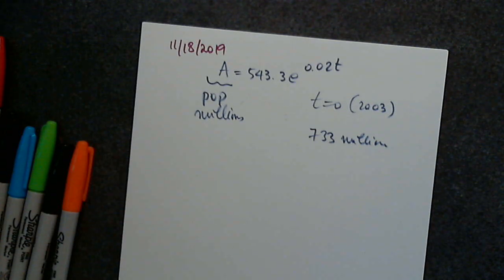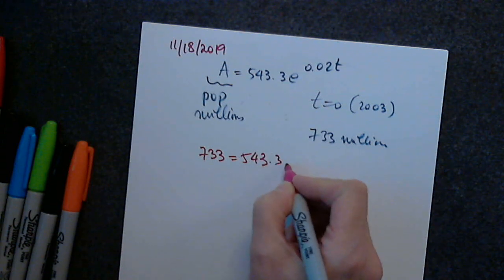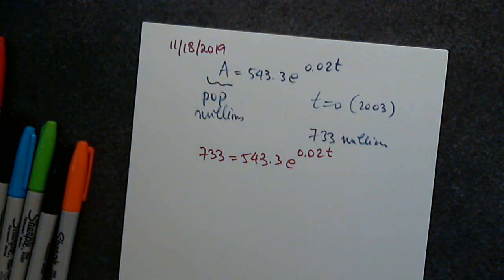So how do I proceed? Yes, indeed. That's what we need to do. So we have to solve the equation 733 equals 543.3 e^(0.02t). Very good. First, I'm going to ask myself what type of equation it is. And when I answer, it is what type? It is exponential. Then I will know how to proceed.